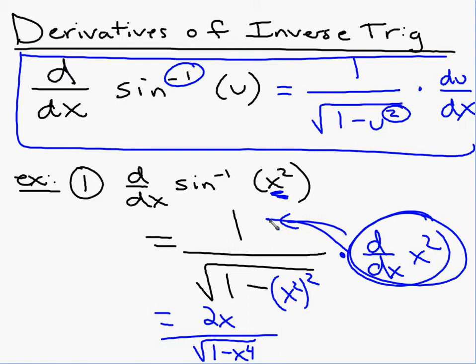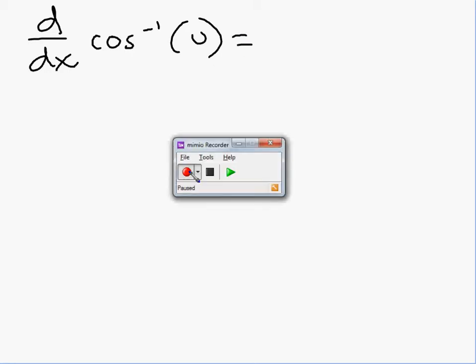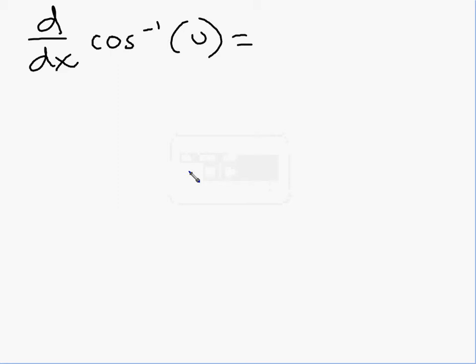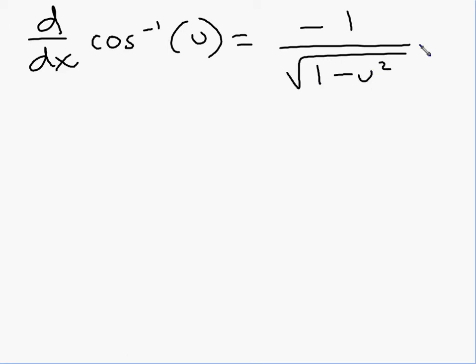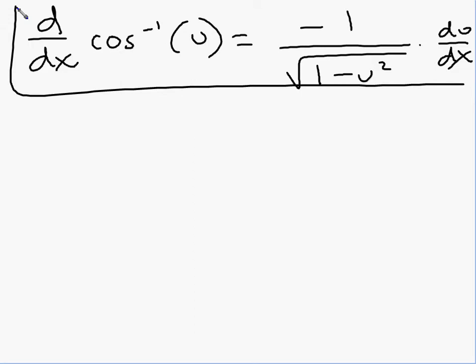So how about the derivative of the inverse cosine of u? The derivative of the inverse cosine is just like the one for inverse sine, only it has a negative 1 on top. It's still the square root of 1 minus u squared on the bottom, and it's still du dx on top. So there's the derivative of the inverse cosine. All of these are on your derivative table. In essence, what you're doing is just following the formula.